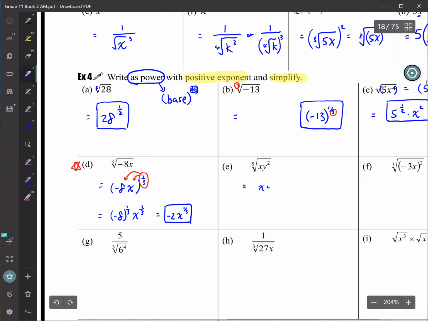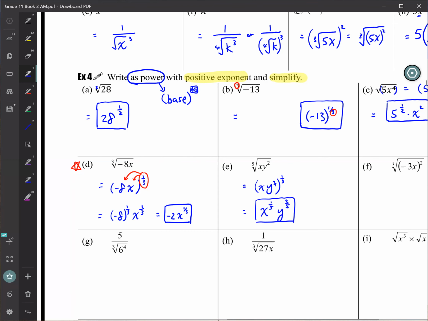Next one is xy squared to the 1/5. That part I think everybody gets. What else should we do? Nathan? You have to distribute it into everything. Yeah, so it becomes x to the 1/5, and then y to the 2/5. 2 times 1/5, same as 2/1 times 1/5, so 2/5. And there's no coefficient here, so that's it. This is as far as you can go.